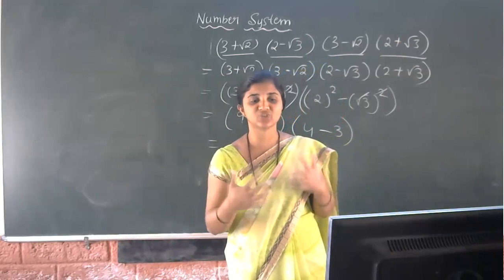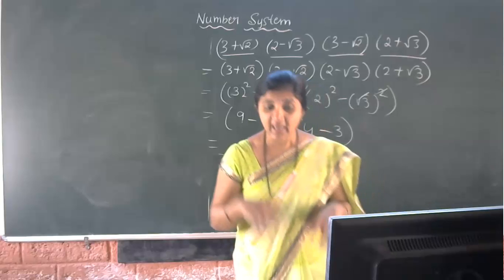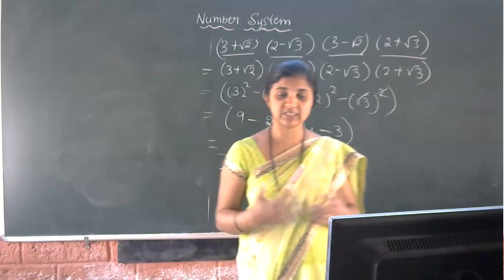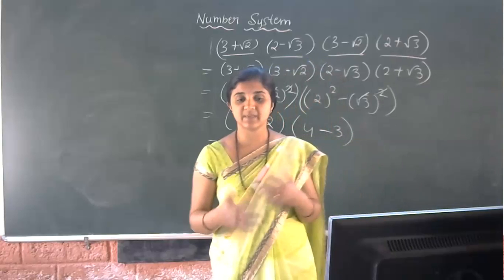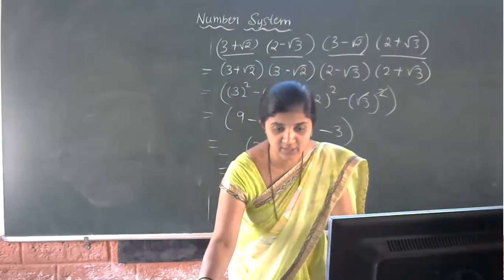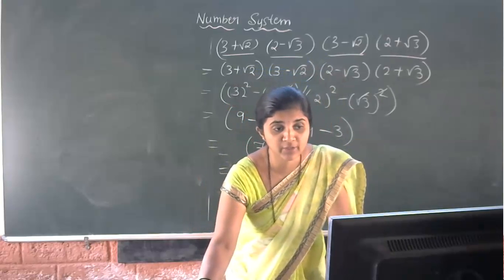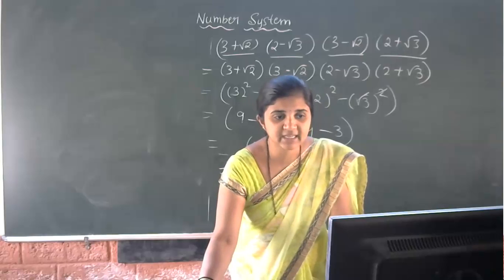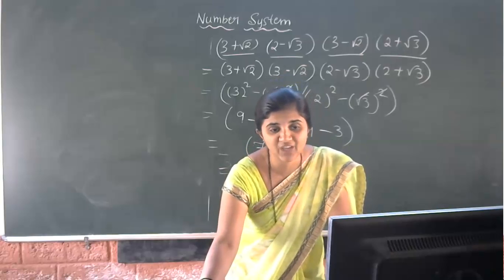Here what we used actually was a plus b into a minus b, which is equal to a square minus b square. Got the idea of this concept, students? Now we'll move on to the next one, the 8th one. Represent 8 by 5 and root 20 on a number line.